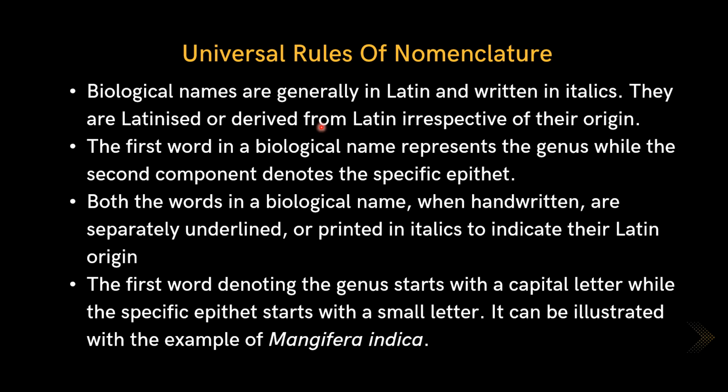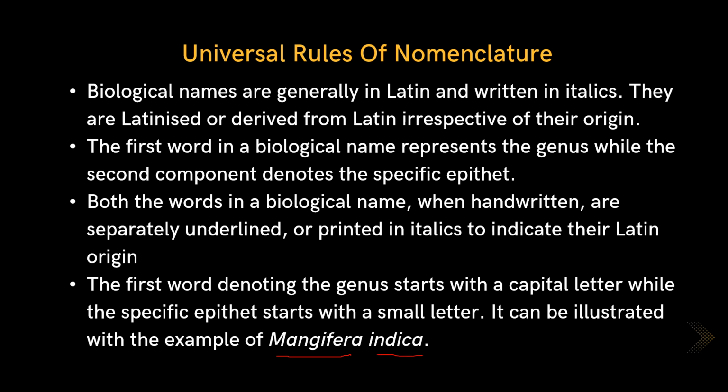This we'll discuss later. The first word in the biological name represents the genus, while the second component denotes the specific epithet. For example, this is Mangifera indica, the biological name for mango. So as you can see, it has two parts. This is the generic name, and this is the specific epithet. So Mangifera is the generic name, indica is the specific epithet.